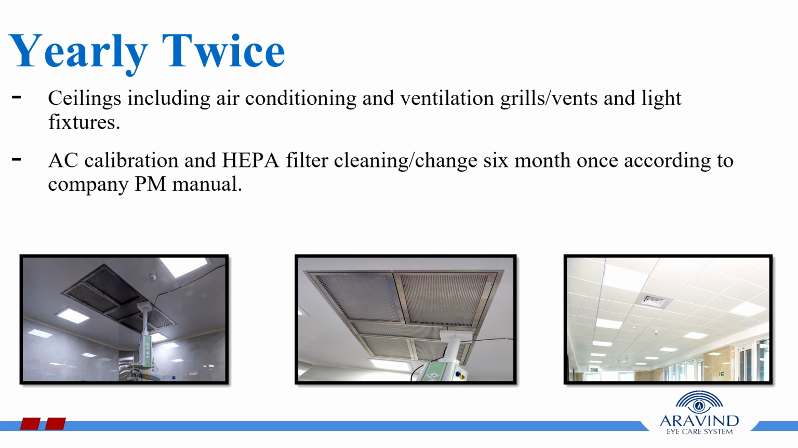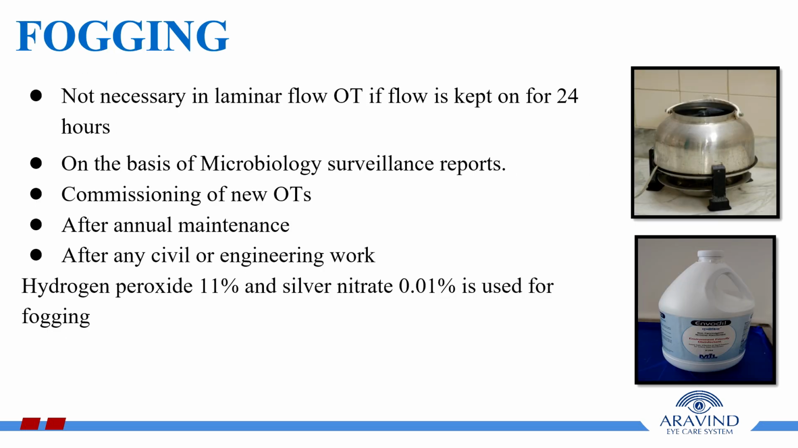AC calibration and HEPA filter cleaning or change once in 6 months according to company PM manual. Fogging. It's not necessary in laminar flow OT if flow is kept on for 24 hours. Fogging is done on the basis of microbiology surveillance reports, commissioning of new OTs, after annual maintenance, after any civil or engineering work. We are using hydrogen peroxide 11% and silver nitrate 0.01% for fogging.